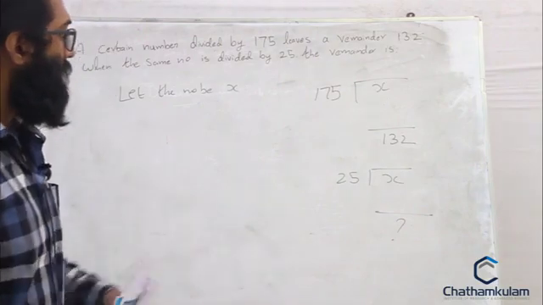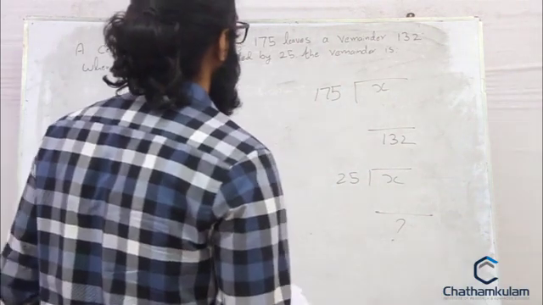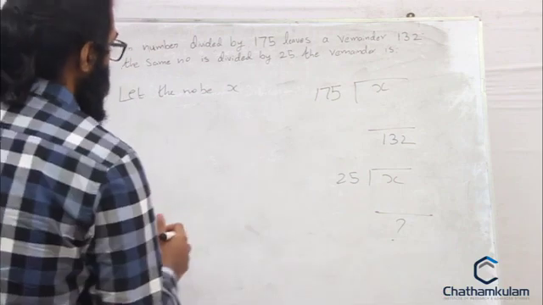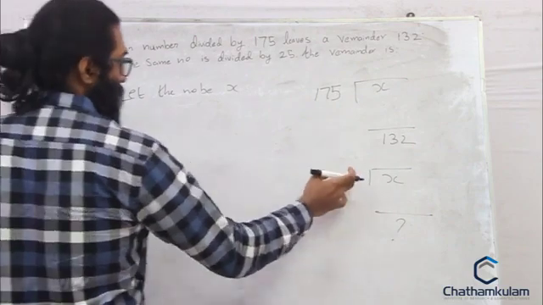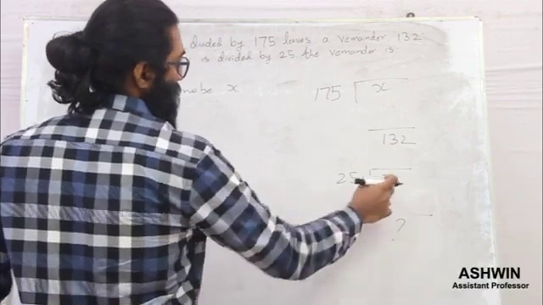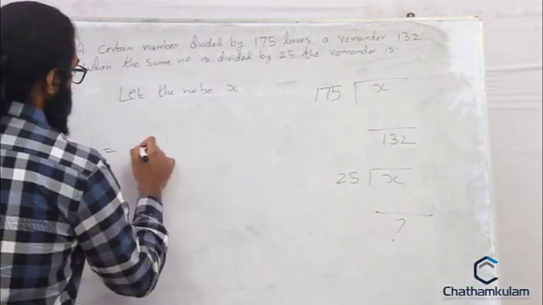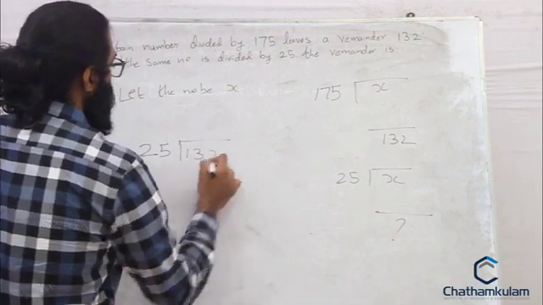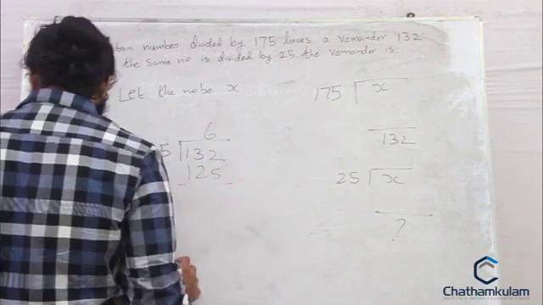So here we can see that 175 is a multiple of 25. So what we can do is, the remainder obtained from dividing 132 by 25 will be the same as the remainder of dividing x by 25, right? So we can write this as 132 divided by 25, we get 5 times 25 is 125, and the remainder would be 7.